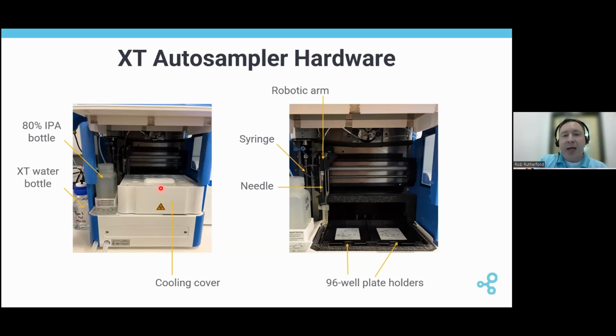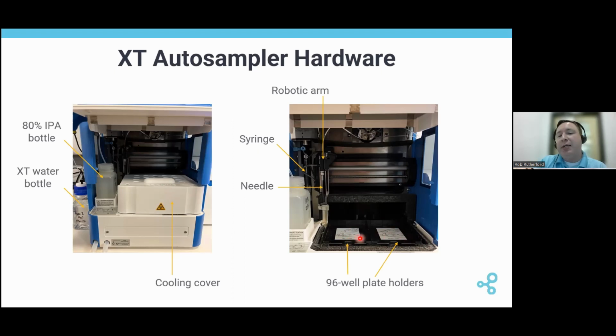The other thing to look at is we have a cooling cover. So you have an option to set a temperature to hold your samples at before they're passed across the sensors. And you would just slip the cooling cover over top in order to help maintain that temperature a little bit more steadily. If we remove the cooling cover, you'll see that there's a tray here.